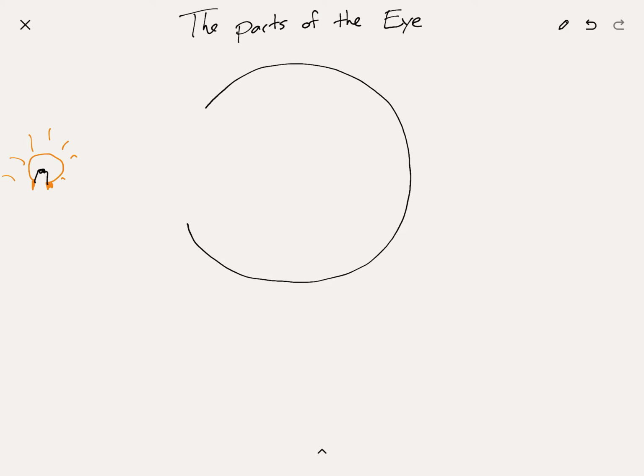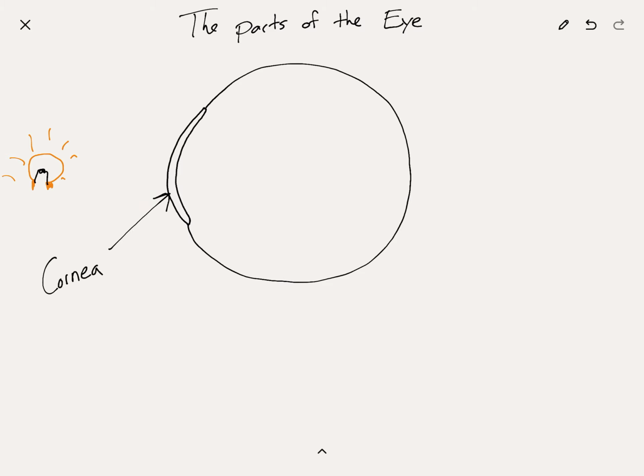So now I want you to make a little bulgy section, so a little bit more than just a further continuation of the shape. Okay, and then you can give it a little bit of thickness. Okay, and that is called the cornea.